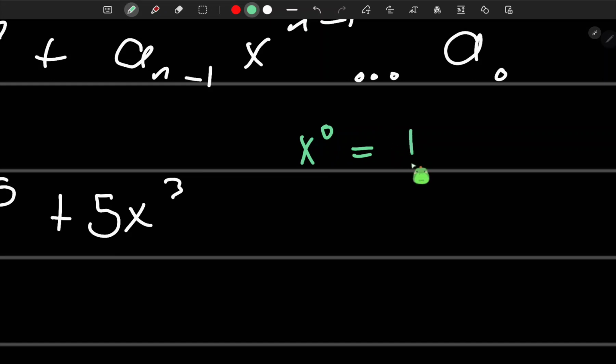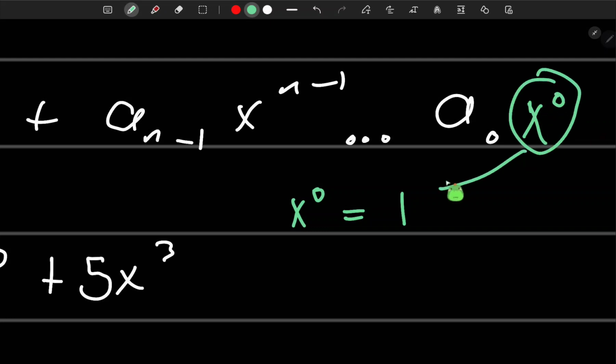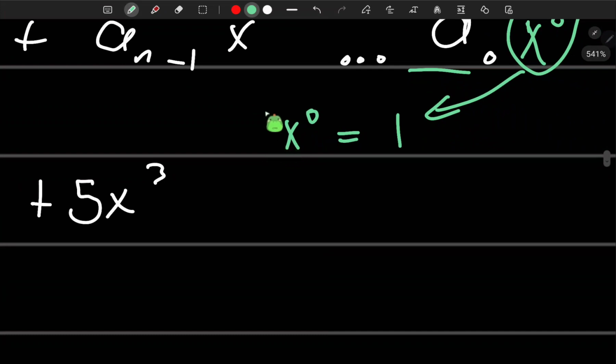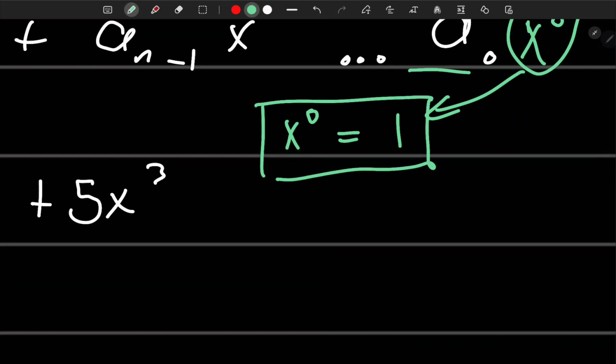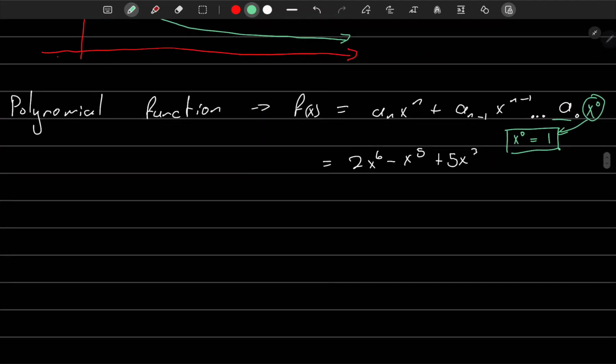Remember, anything to the power of 0 is 1. So when we're talking about this a x to the power of 0, it's actually still x to the power of 0. But because this is just going to evaluate to 1, we just end up looking at a to the power of 0, and this ends up being a constant. So basically we can say every single constant when we're dealing with algebra can actually be multiplied by this. So this is the polynomial function.